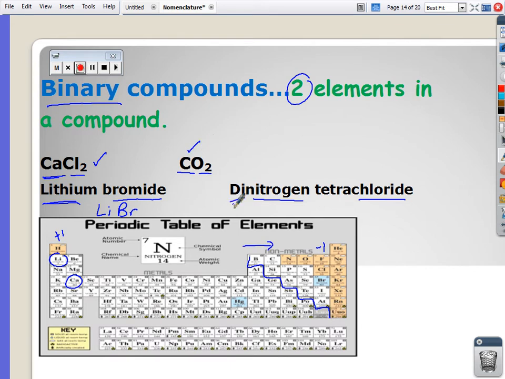Why am I using di here? That's because nitrogen is a nonmetal. So this is N2Cl4. And if you notice, these all have 2 elements, so they're binary compounds.